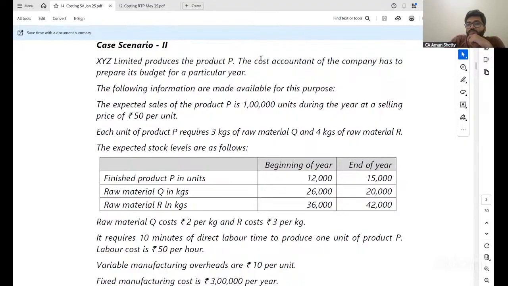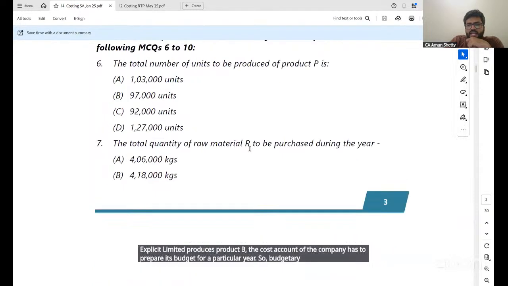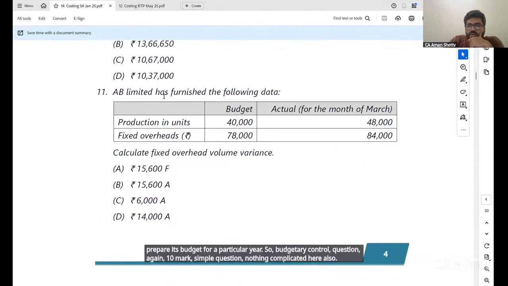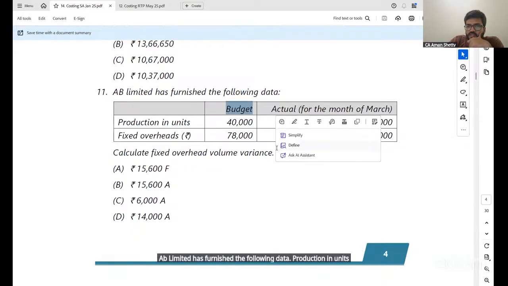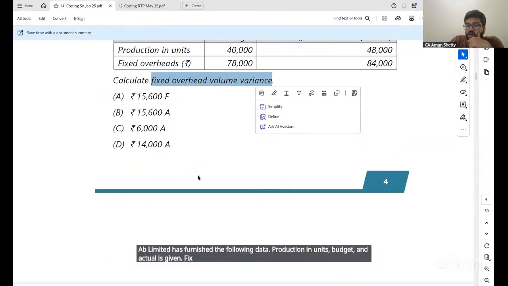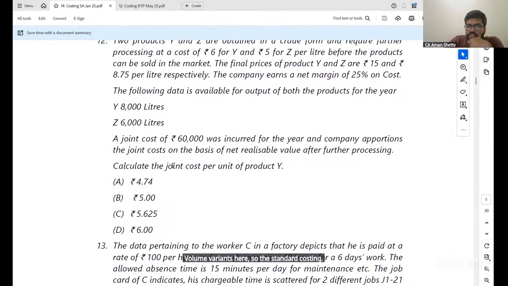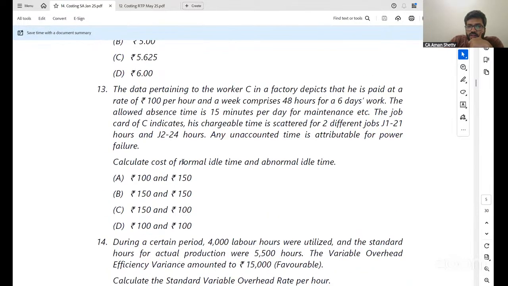XYZ Limited produces product P. The cost accountant of the company has to prepare its budget for a particular year. So this is a budgetary control question, again 10 marks, simple, nothing complicated. AB Limited has furnished the following data: production in units, budget and actual, fixed overhead volume variance, standard costing, joint cost. Normal idle time and abnormal idle time you have to calculate here.